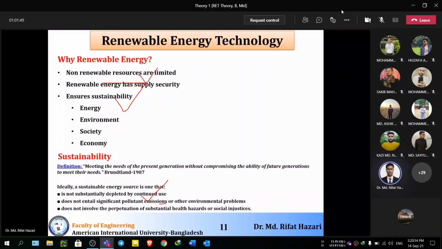Yes. Renewable energy maintains sustainability in terms of energy, in terms of environment, in terms of society, as I already described, and it will also boost your economy. Once you install renewable energy, you do not need to buy any fuel, or extract any coal. So in that case, you can boost your economy as well. Is it clear?